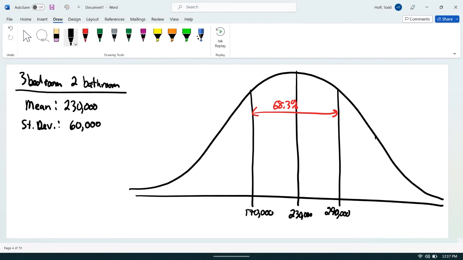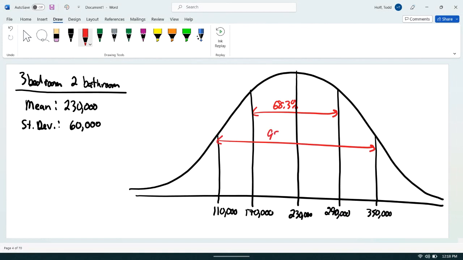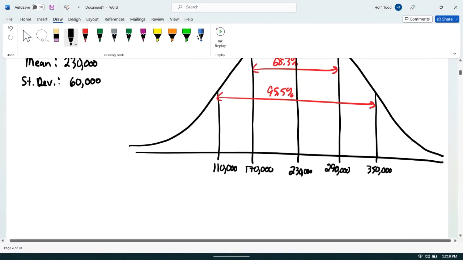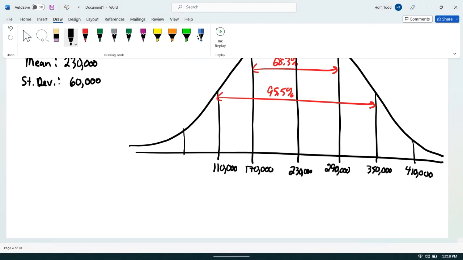Go to another standard deviation here. Plus another 60 would be 350,000. Minus another 60 would be 110,000. We're expecting 95.5% of all those 3-bedroom, 2-bathroom houses to have sold between that range. And going on a third standard deviation each side, so plus another 60, this would be 410. Minus another 60 down here, this would be 50,000. 99.7% are going to be in that range.